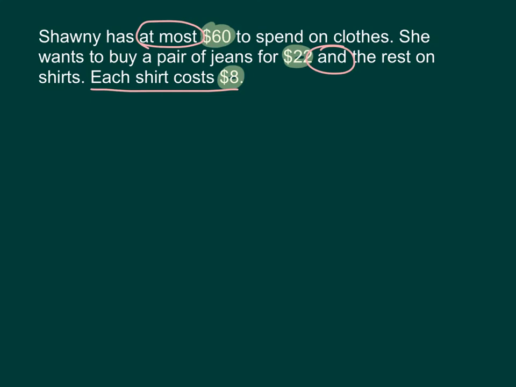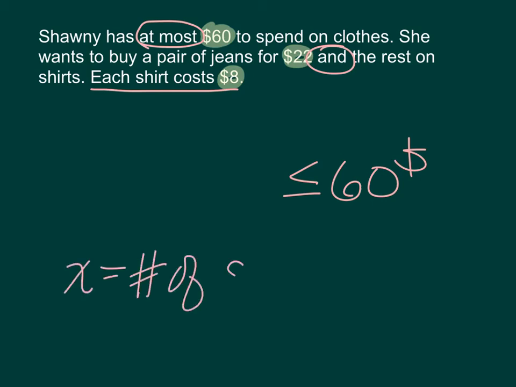So, Shawnee has at most $60 to spend on clothes. At most, okay? That means she can't spend more. Okay, so I'm going to write like this. At most, she cannot spend more than $60. Whatever she has going on in her life, she can't spend more than $60. She can't spend 61. She can't spend 62. She can't spend $60.01. She can only spend $60 or less, all right? She wants to buy a pair of jeans for $22 and the rest on shirts. Each shirt costs $8. Remember, you got to define your variables first. So I'm going to say x is the number of shirts because I don't know how many shirts she's going to buy. I don't know, okay? She could buy 10 shirts for all I know.